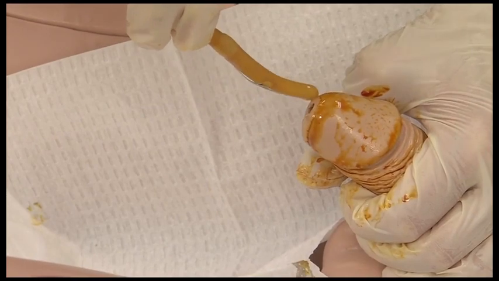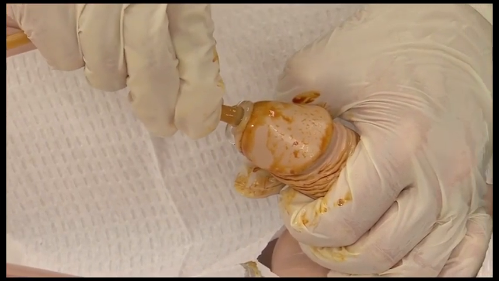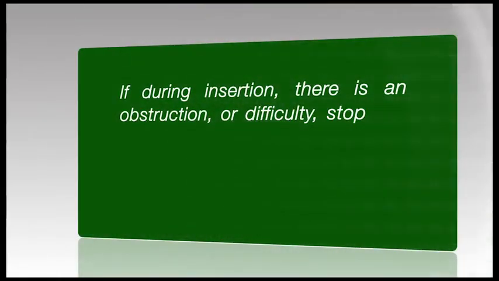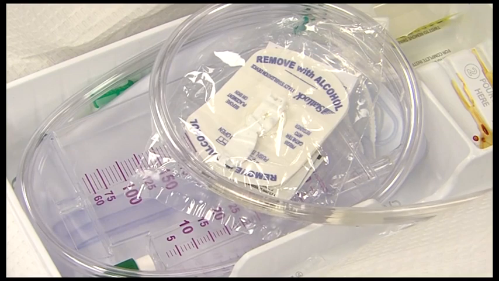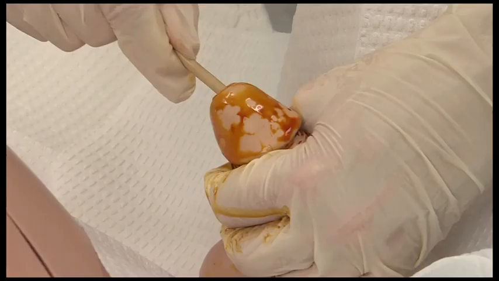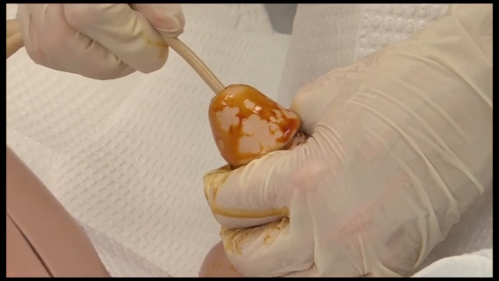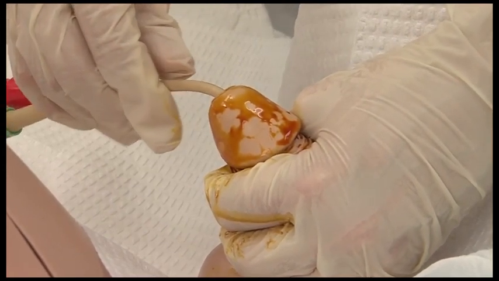If using a coude catheter, insert the catheter tip into the meatus with the curve facing towards the ceiling. If during insertion there is an obstruction or difficulty, stop. Do not force passage. Call for appropriate assistance or follow proper hospital policy. When the catheter tip has entered the bladder, urine will be visible in the drainage tube. Advance the Foley to the bifurcation of the catheter or as far as hospital policy permits to assure the balloon is within the bladder.